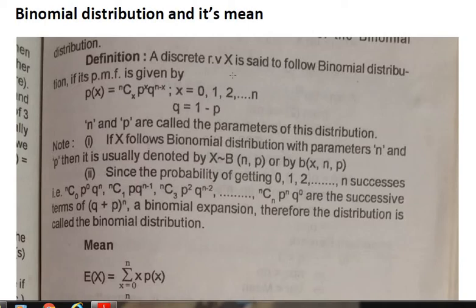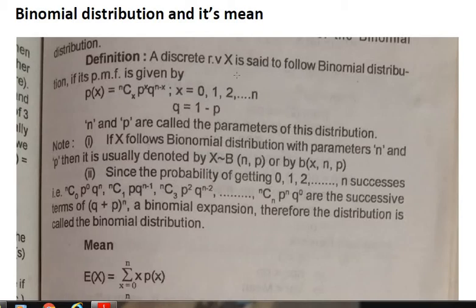For example, take the probability of SFSS. This will be probability of S into probability of F into probability of S into probability of S. And this will be p to the power 3 into q to the power 4 minus 3. Since all the 4 cases are mutually exclusive, the required probability will be p to the power 3 into q to the power 4 minus 3, plus p to the power 3 into q to the power 4 minus 3, and we add this term up to 4 times. Therefore, the required probability will be 4 into p to the power 3 into q to the power 4 minus 3, and this may be written as 4C3 into p to the power 3 into q to the power 4 minus 3.